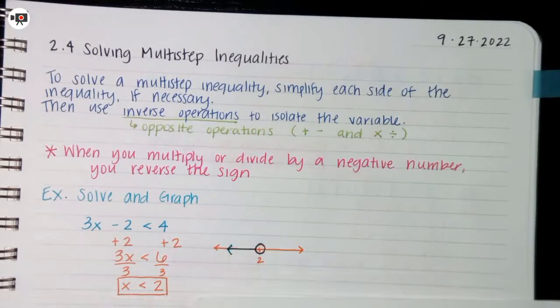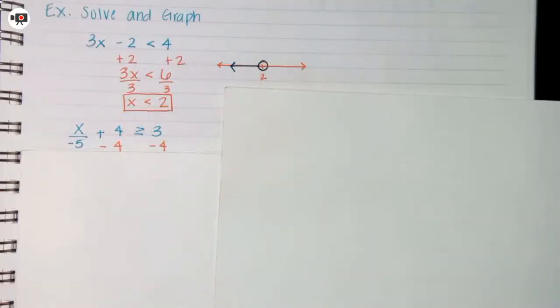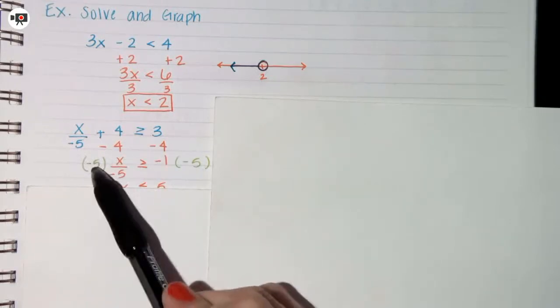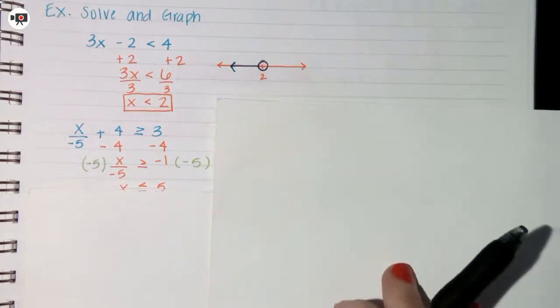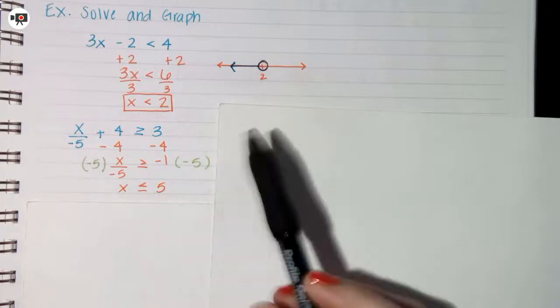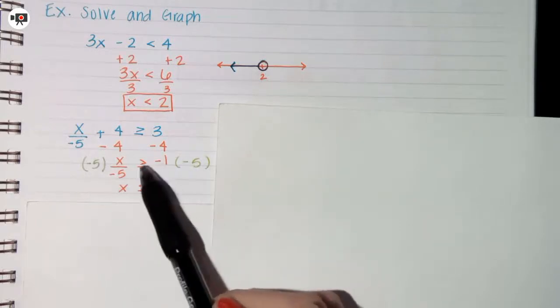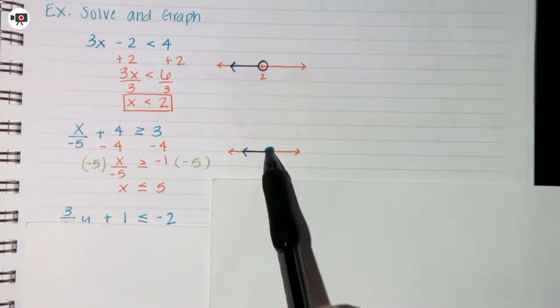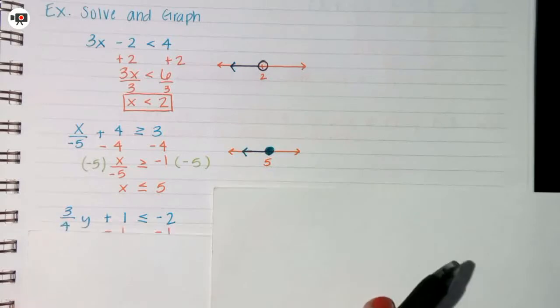left. For x over negative 5 plus 4 is greater than or equal to 3, we would add 4 to each side, which leaves x over negative 5 is greater than or equal to negative 1. Then to undo this division, we need to multiply each side by negative 5, and so x is less than or equal to 5. Since we multiplied by a negative number, we had to switch the direction. And my graph will have a closed circle and point to the left.